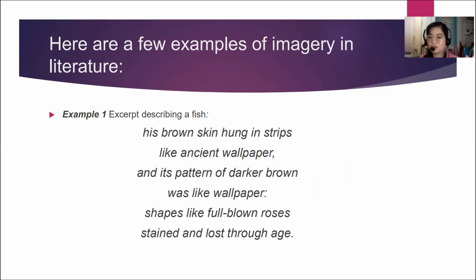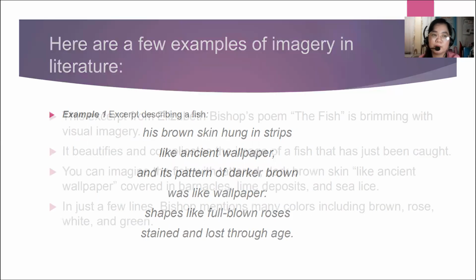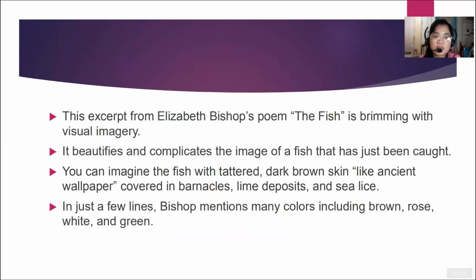So what did he use? He used visuals in describing the skin of the fish, and at the same time the patterns and the shapes. So his description is heavy on visuals. Okay, this excerpt is from Elizabeth Bishop's poem The Fish, which is brimming with visual imagery. It beautifies and complicates the image of a fish that has been caught.